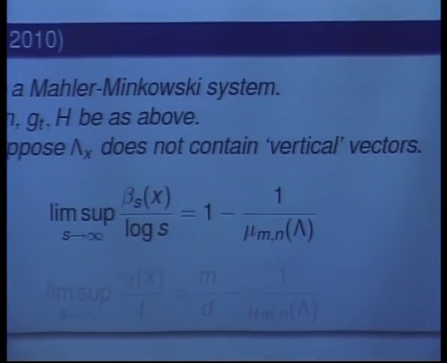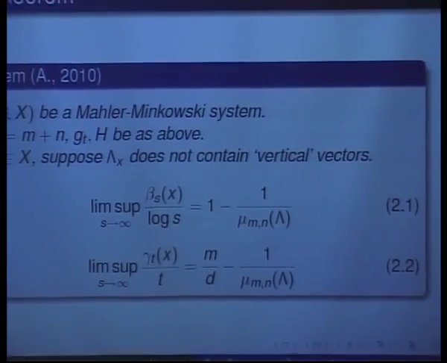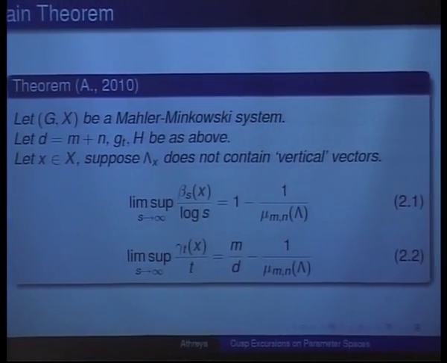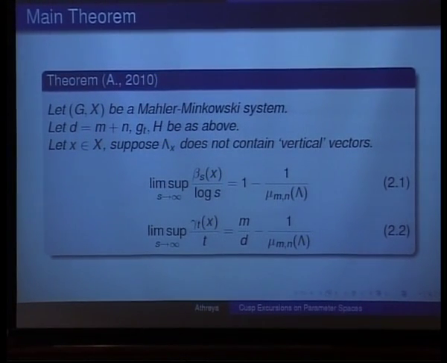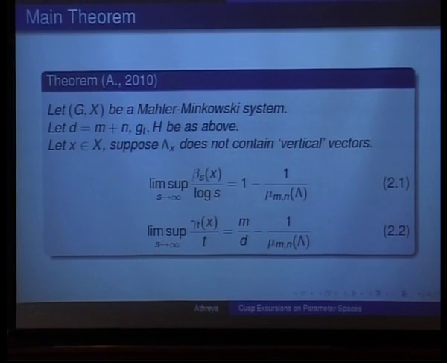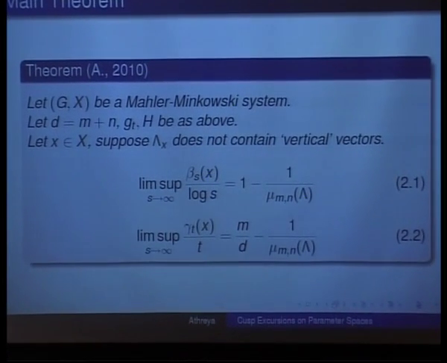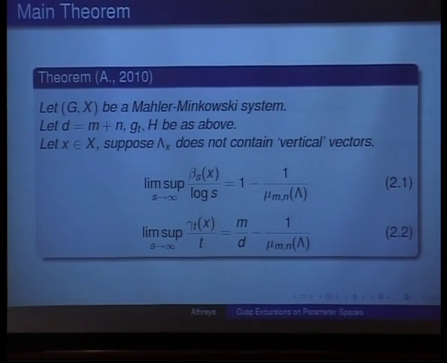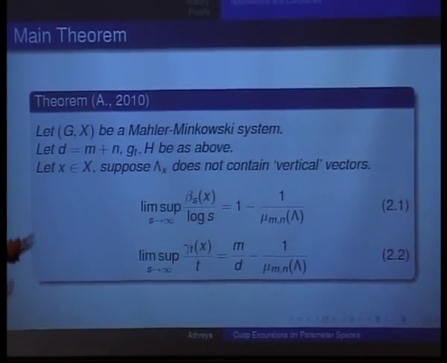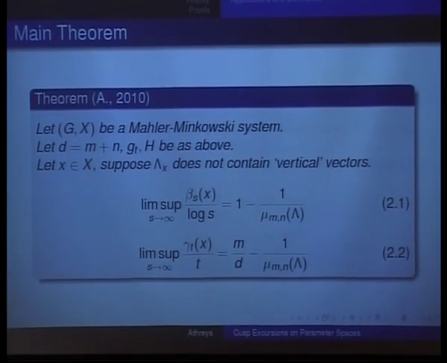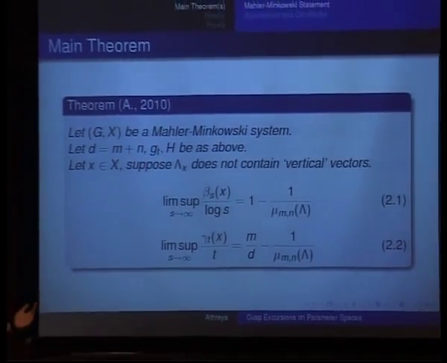And the second thing is not so much a theorem as something that's just a restatement of something that's pretty well known. It's almost a restatement of the definition of Diophantine exponent. Is that lim sup of gamma t x over t is m over d minus 1 over mu mn of lambda. In particular, the first quantity is n over d plus the second quantity.